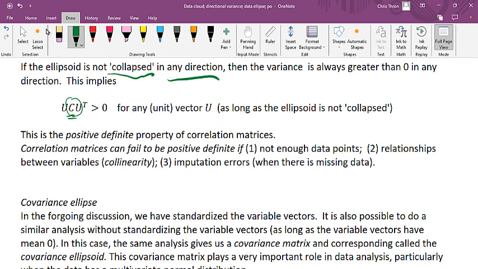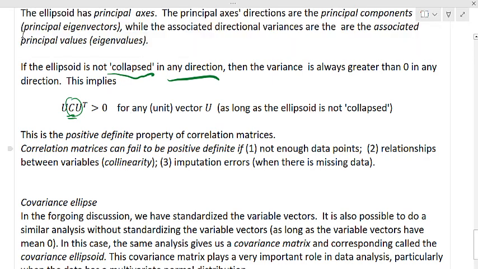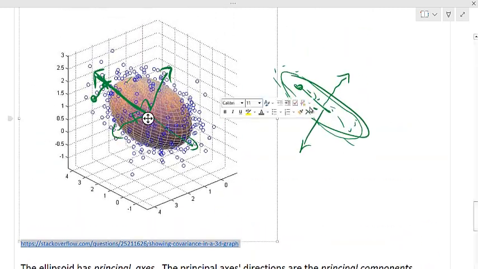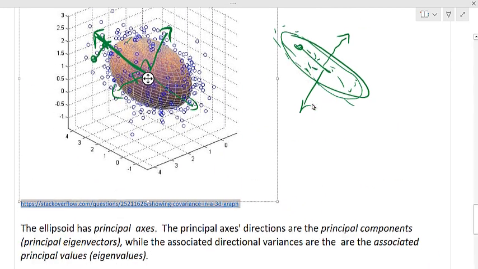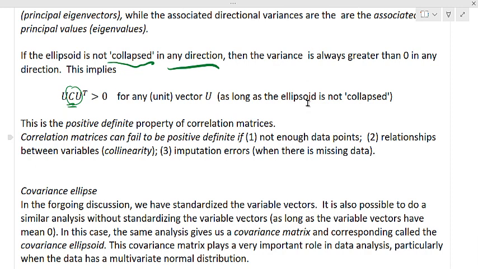Okay, we'll just select this one. Correlation matrices can fail to be positive definite if, first of all, there are not enough data points. If there are not enough data points, it's not going to fill out enough of the space. And number 2, if there are relationships between variables. In this case, all the variables are in the same plane, so there's a strong relationship between the variables. And that's called collinearity. Now, there's a third way this might happen if you have imputation errors, but that's when there's missing data. That's kind of beyond my presentation right now.